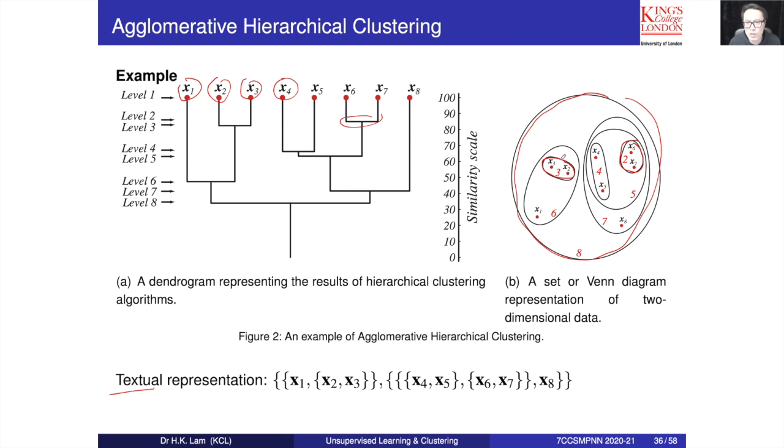For example, when you look at this one, x2, x3, we use a bracket to indicate that they are in the same subgroup. Then x1 and this subgroup, we use an outer bracket to indicate that x1, 2, 3 are in the same subgroup at a higher level. Okay, so this is the representation. We have 3 ways to represent the hierarchical clustering result.